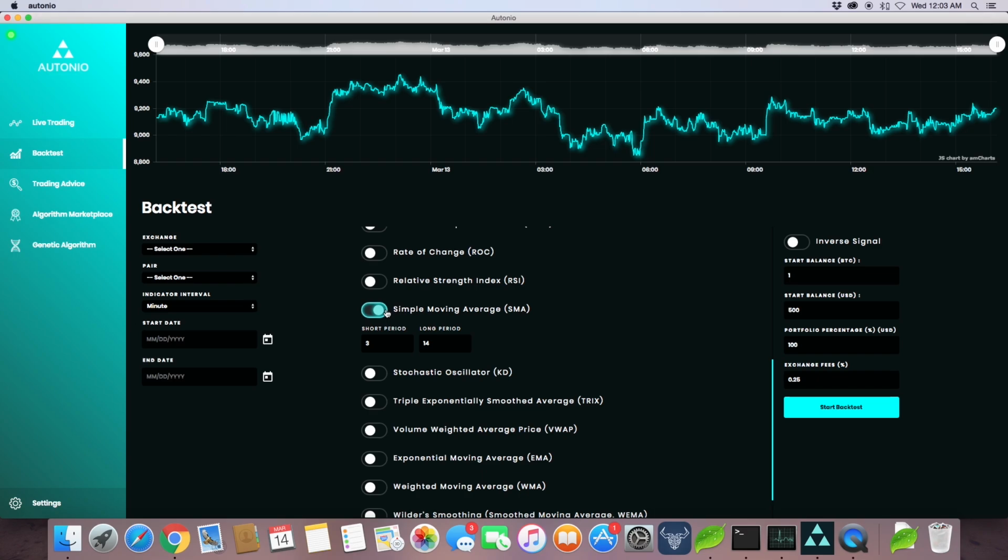Now this is very simple to calculate, just as the name would suggest. It's calculated by taking the average of prices from a previous time period. So if you took the 5-day SMA, you would take the sum of the closing prices for the last 5 days and divide that by 5.